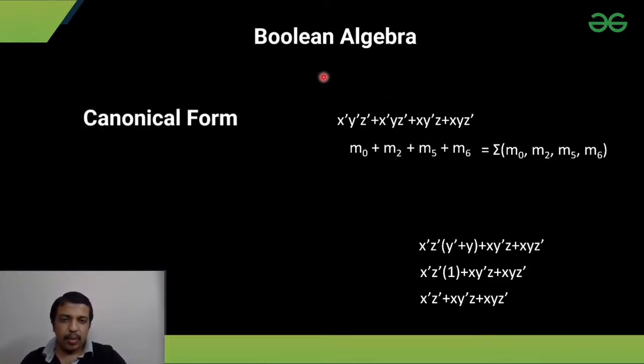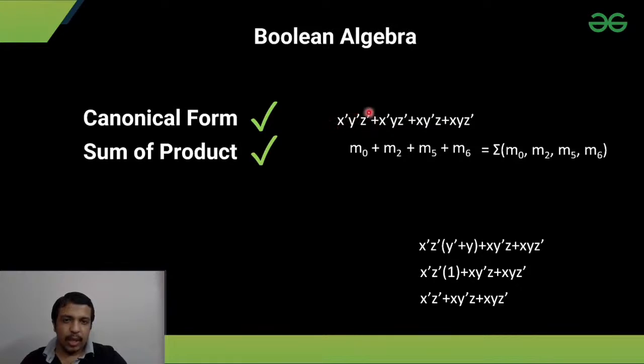So, is the above a canonical form? Yes. Is this a sum of product? Certainly, because all the terms contain all the literals, whether in complemented or uncomplemented form. x, y, z are all present in all the terms. So this is a canonical form, and we are taking the product first in all the terms, and then we are taking the sum. So this is a sum of product as well.